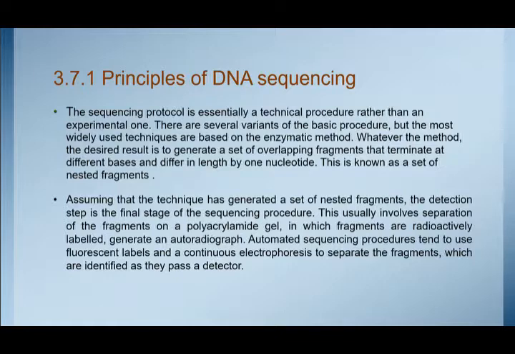Assuming that the technique has generated a set of nested fragments, the detection step is the final stage of the sequencing procedure. This usually involves separation of the fragments on a polyacrylamide gel in which fragments are radioactively labeled, to generate an autoradiograph. Automated sequencing procedures tend to use fluorescent labels and a continuous electrophoresis to separate the fragments, which are identified as they pass a detector.